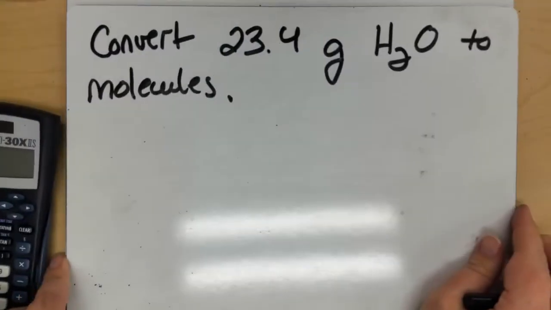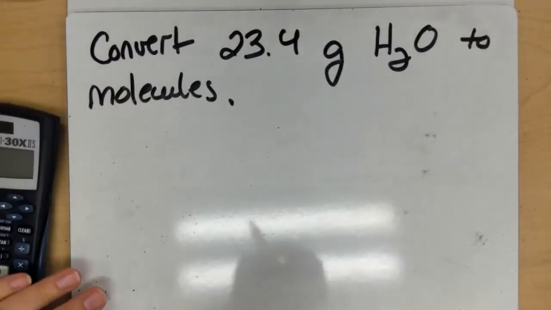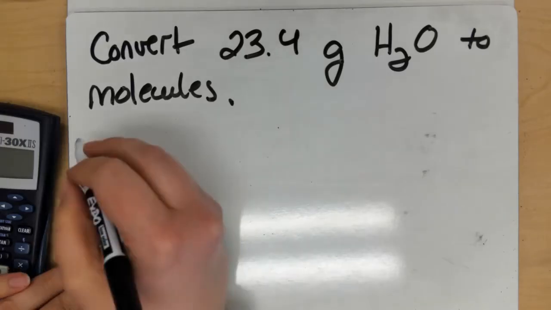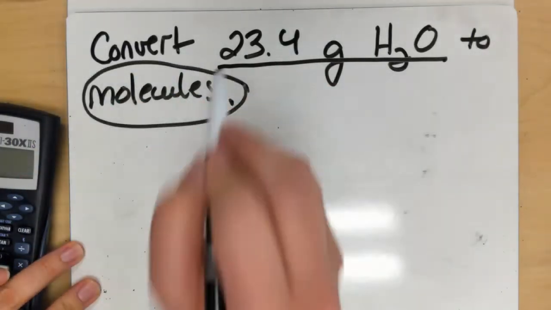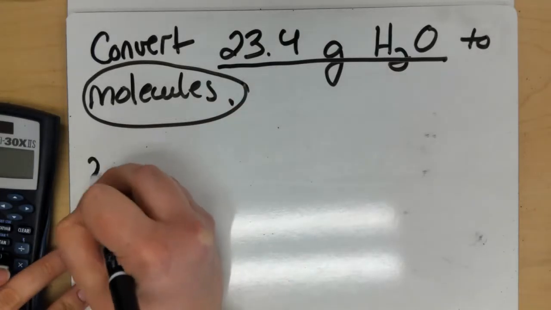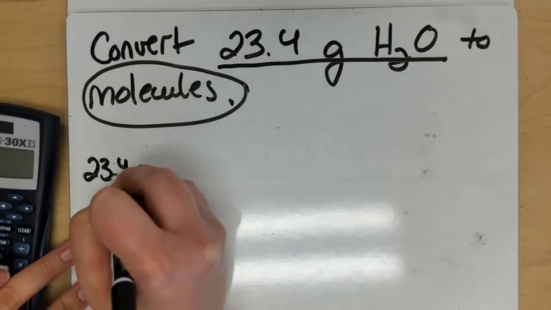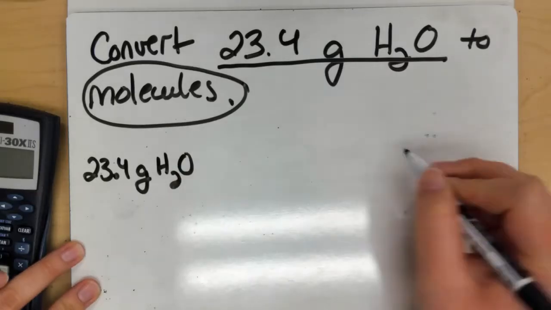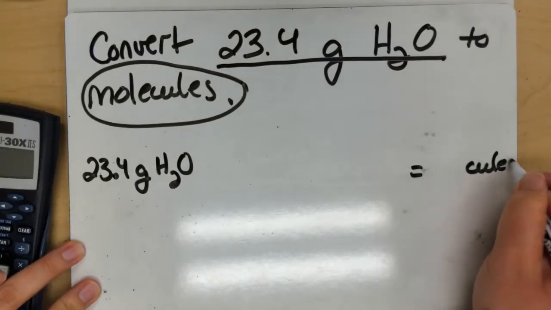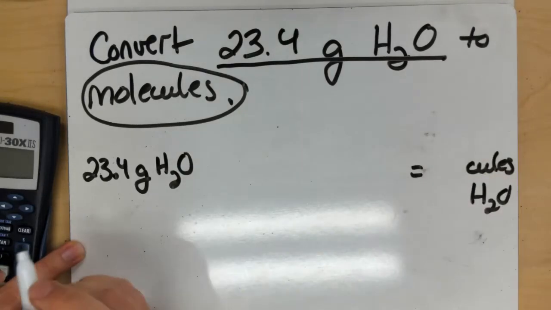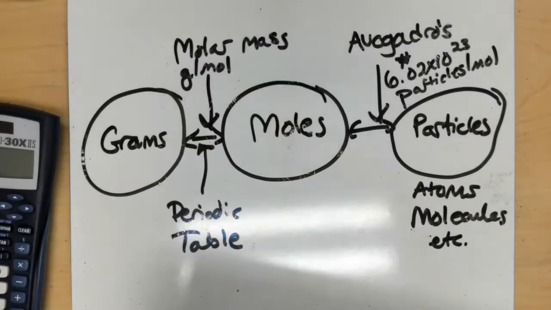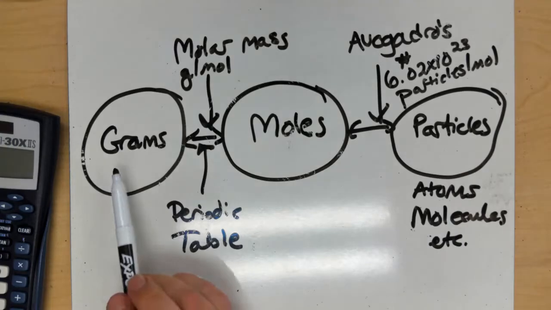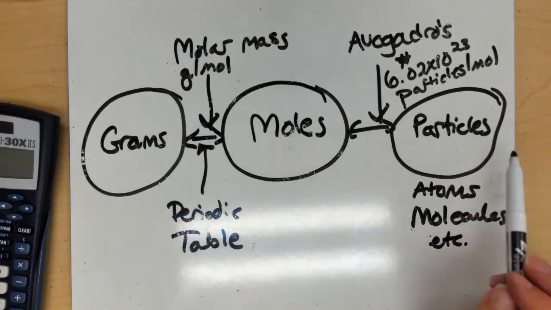Okay, so the problem says convert 23.4 grams of water to molecules. So I'm going to identify what I'm given and identify where I'm going. Right, so 23.4 grams of water, and I want to convert to molecules of water. Now, it would be nice if we could go straight from grams to molecules, but looking at our mole map, we really can't do that easily. We can go from grams to moles and then moles to particles.